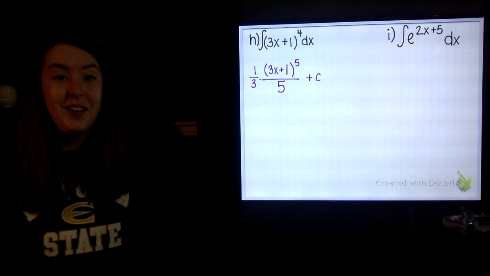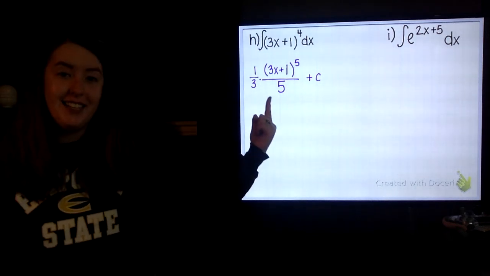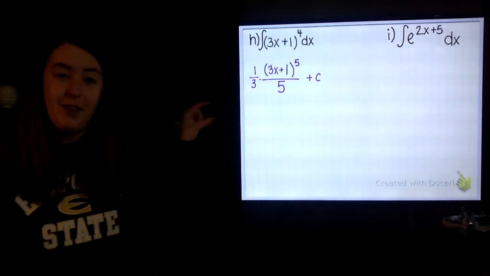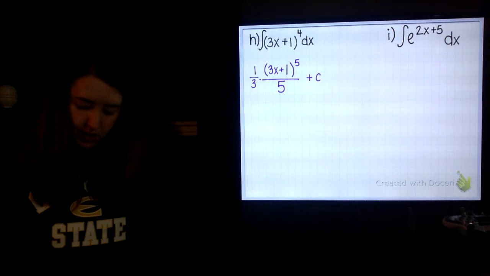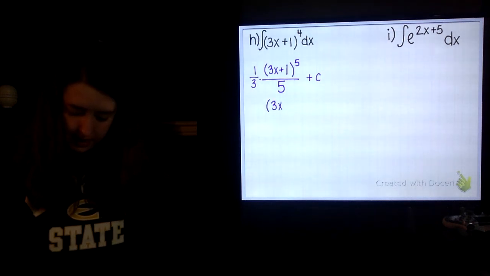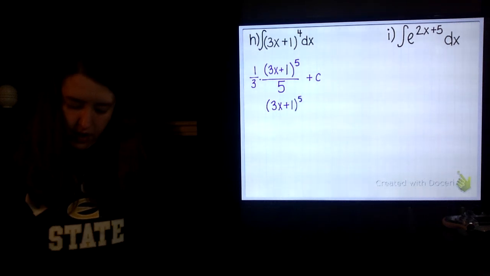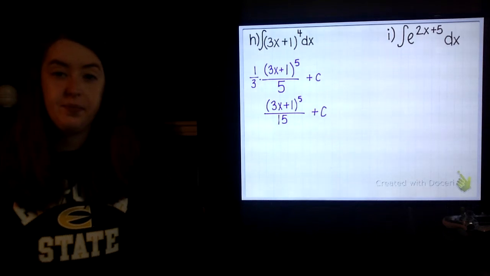It might not bother you, but it bothers me. I'm going to go ahead and multiply these two fractions together. Remember, when you multiply fractions, you just multiply straight across. 1 times (3x plus 1) to the 5th is (3x plus 1) to the 5th, over 3 times 5, which is 15. And then we need a plus c there at the end.